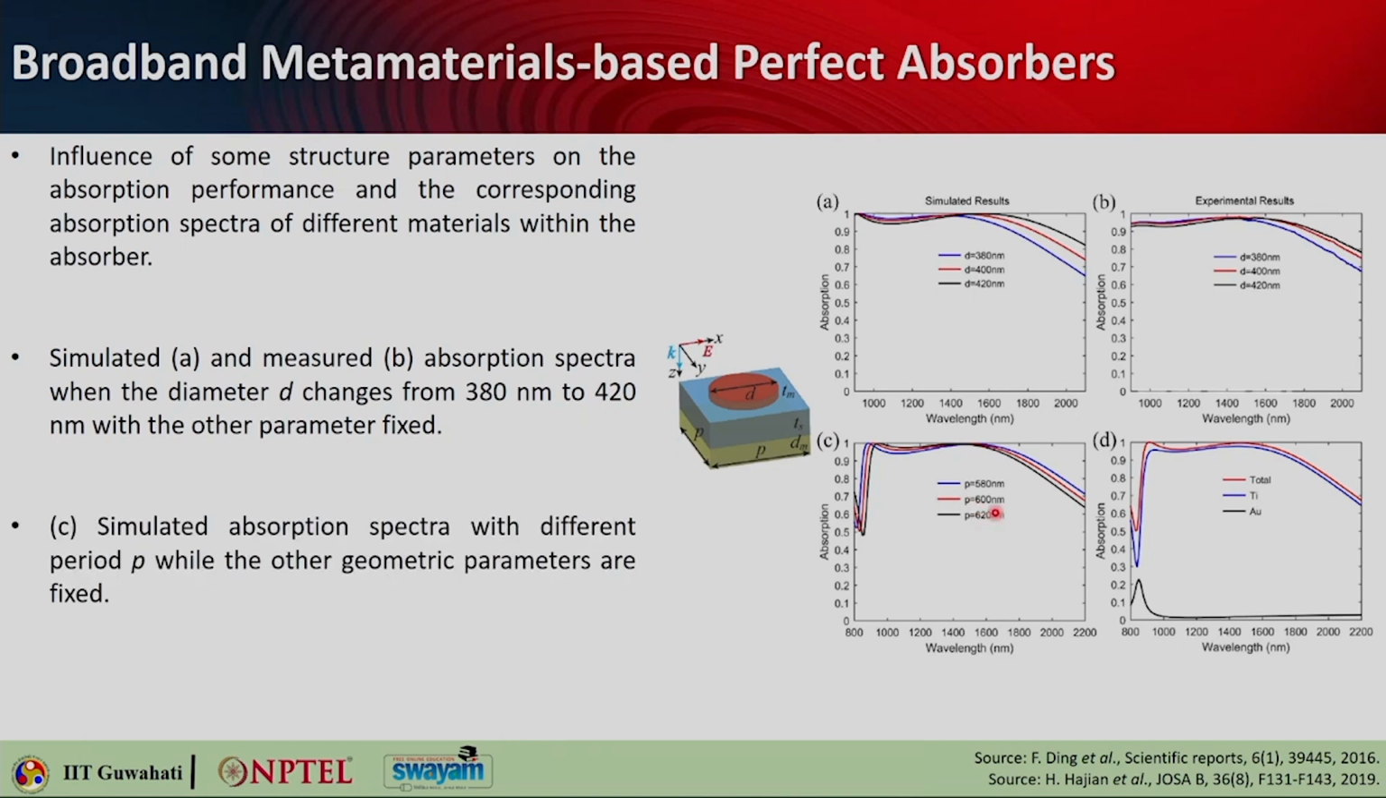So, you can design the discs based on your requirement. Again, the periodicity is changed here, and the periodicity gives you the range over which you want to have this broadband absorption. Here periodicity of 580, 600 and 620 nanometer has been studied, and simulated and experimental results are very close to each other. And here also, if you take the contribution to this absorption coming from gold and titanium, you can clearly see that titanium is contributing most of the absorption. So, this absorber is mainly based on these titanium nanodiscs.